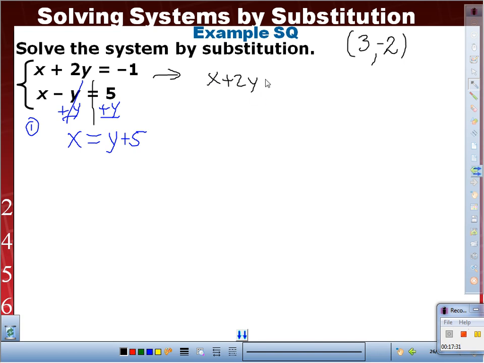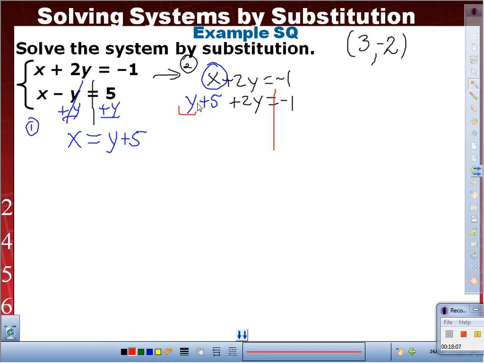x plus 2y equals -1. And instead of x, everyone, what do I write? No, what do I write? y plus 5. And bring down the plus 2y equals -1. That was step 2. What do I do from there? Yes? Solve for y. So line down the equal sign.